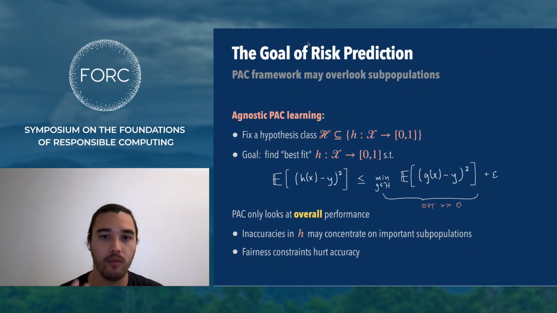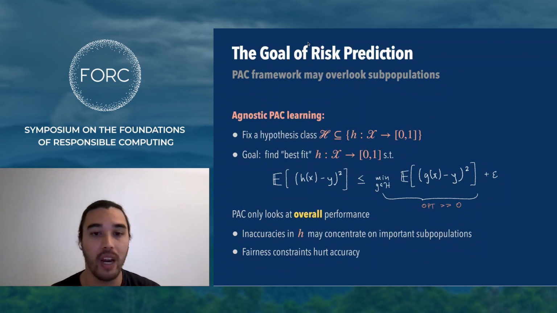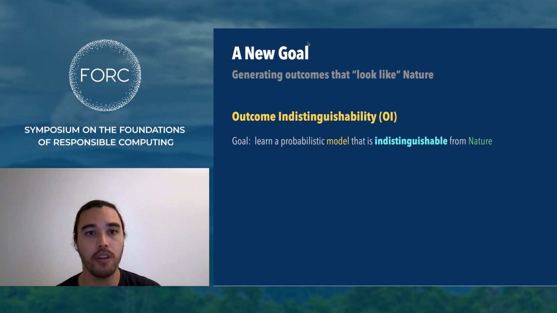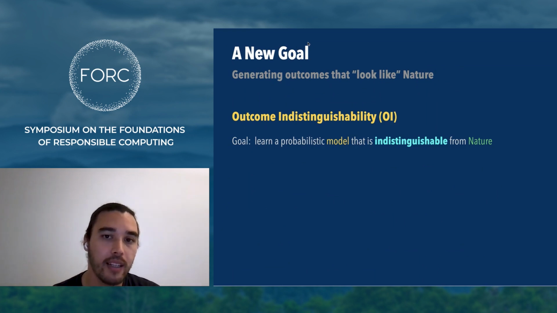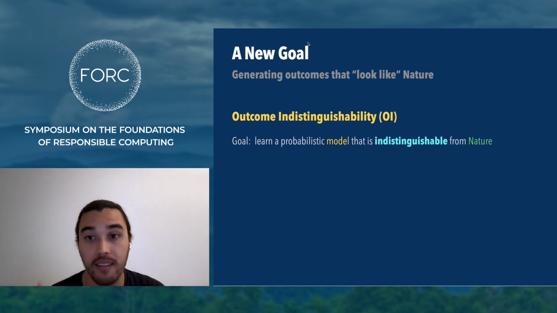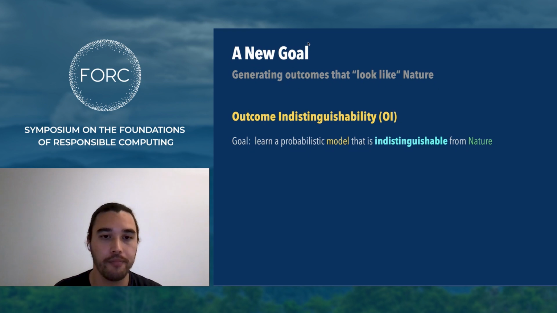While this framework has been wildly successful for learning accurate predictors in diverse domains, a critical downside of the PAC framework is that it only considers the overall performance, not where these errors might occur, which can lead to downstream unfairness. So in this work, we propose a new paradigm for learning, outcome indistinguishability, that frames the goal of learning as finding a model that in some sense is indistinguishable from the true outcome model, which we'll call nature.